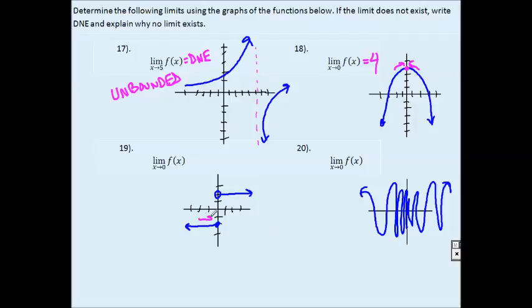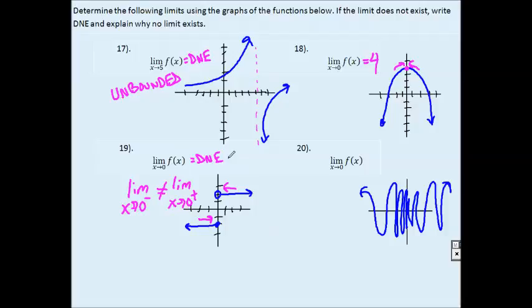In this one here, my limit from the left is approaching 2. My limit from the right is approaching positive 2. From the left was -2. So I'm going to say that the limit as I approach 0 from the negative side is not the same as the limit as I approach it from the positive side. Therefore, my limit in general does not exist.